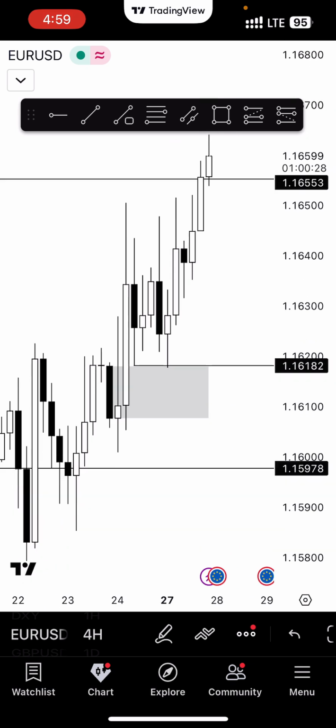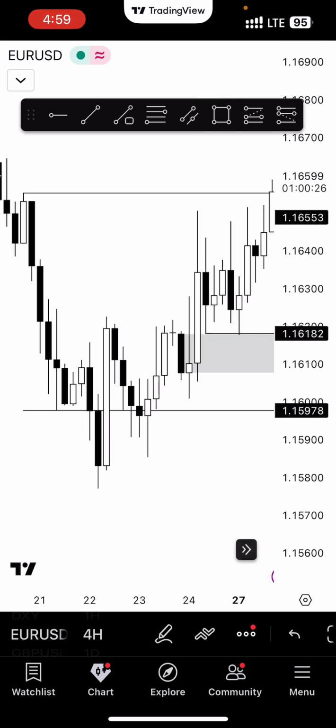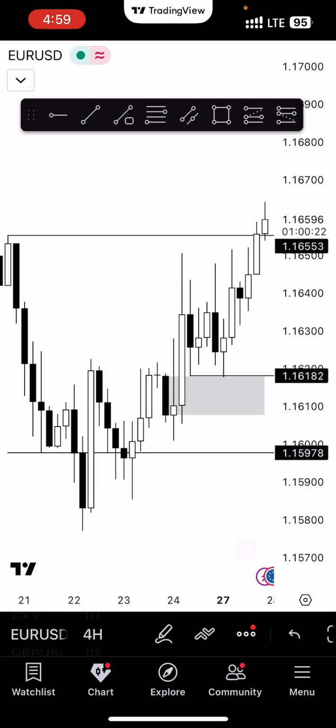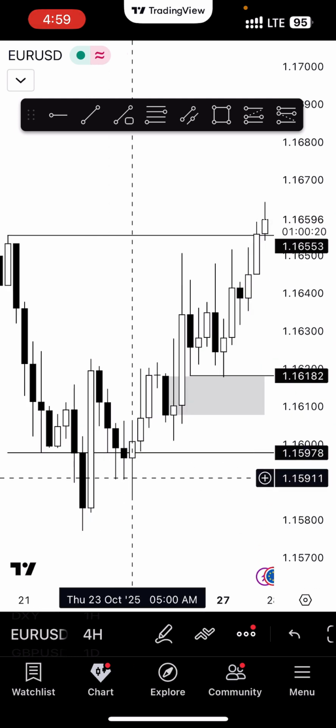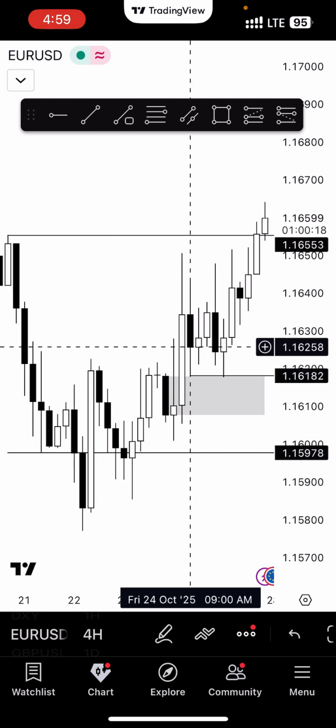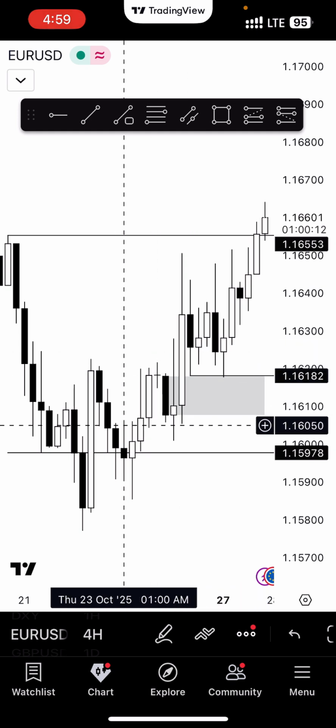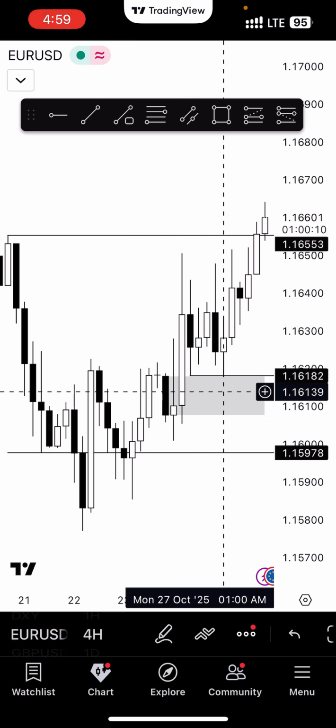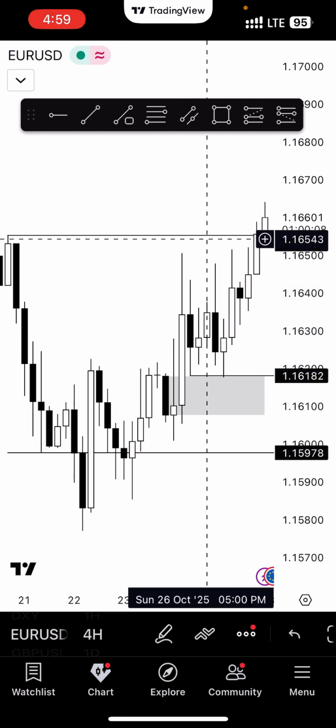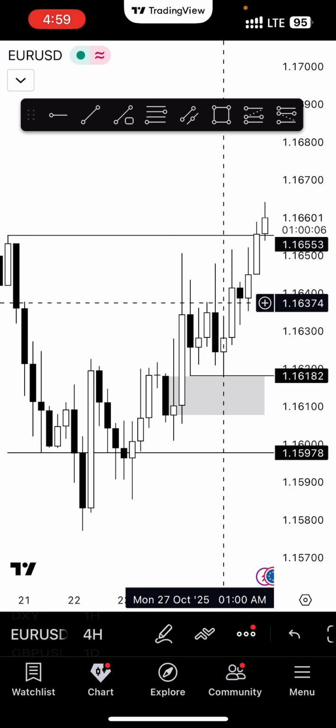And as you can see, we have been rejecting lows and breaking highs right here. So we're in a bullish move on the 4 hours time frame. So I was expecting price to keep rejecting lows and to move higher to complete this CLT right here.